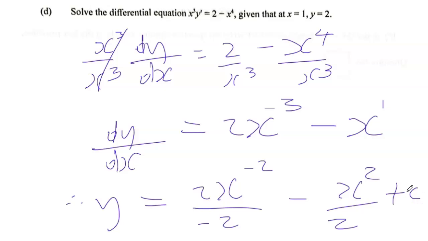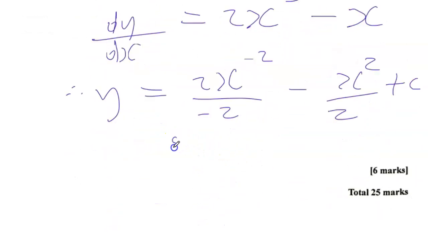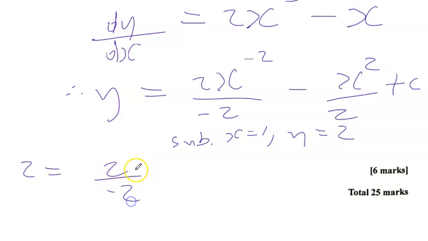And of course, to get the value of c, we can substitute x equal to 1 and y equal to 2. Let's do that. Replace y with 2, we get 2. Now x to the power 1, replace x with 1. Well, 1 to any power is 1. So this becomes 2 times 1 over negative 2, because this becomes 1 to the power negative 2. So it becomes 2 times 1, minus 1 squared over 2, plus c.